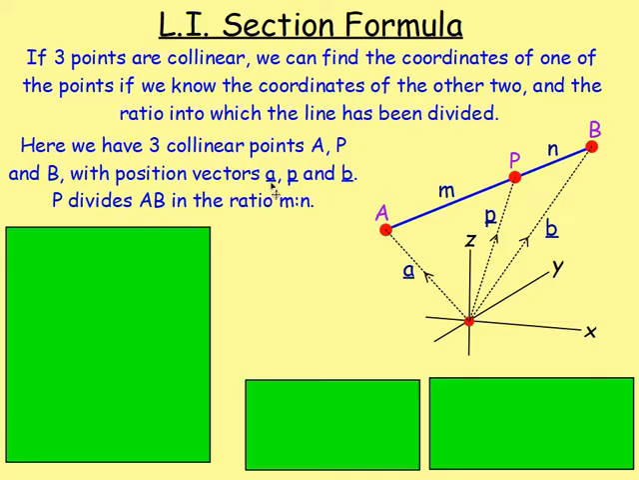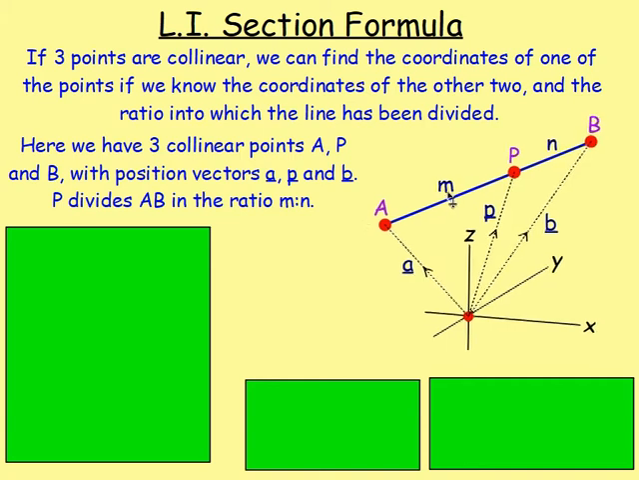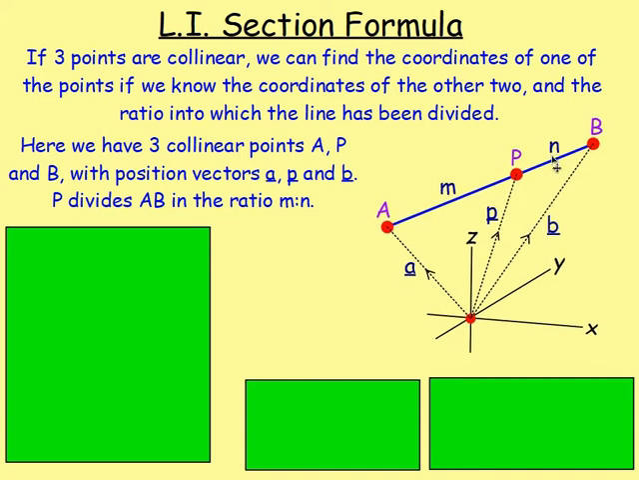There are the position vectors A, P and B. So A is the position vector going from the origin up to point A. B is the position vector going from the origin up to point B. And P is the position vector going from the origin up to point P. We are also told that P divides AB in the ratio m to n. So we've got m parts here and n parts here.